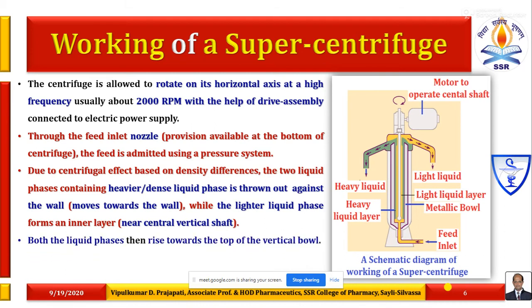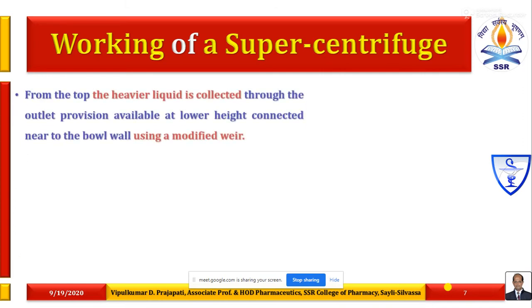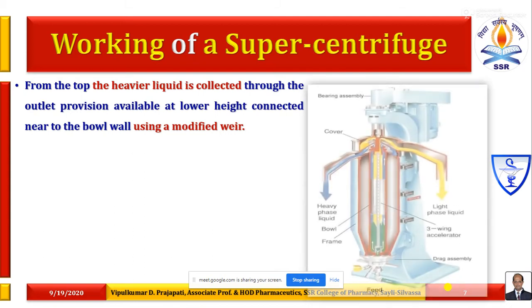Both the liquid phases then rise towards the top of the vertical bowl, and the hydraulic balance maintains the liquid-liquid interface, commonly known as the neutral zone, between the two immiscible liquids. From the top, the heavier liquid is collected through the outlet provision available at a lower height, connected near to the bowl wall using a modified weir, and it is collected in a tank receiver which collects the heavier liquid.